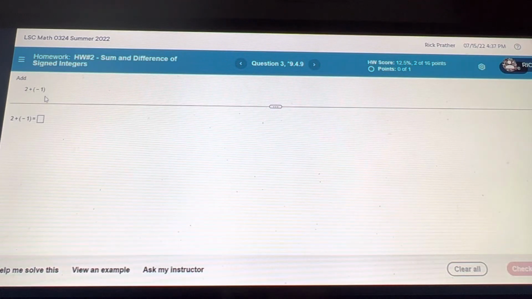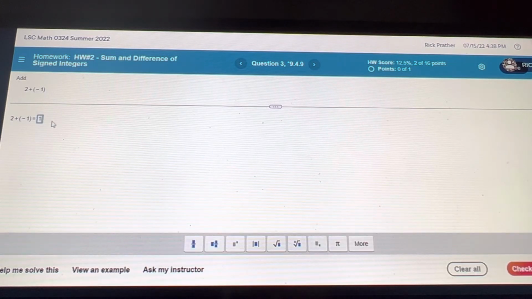2 plus negative 1. So I have 1 positive, 1 negative. That tells me I'm going to subtract them. 2 minus 1 is 1. And then the bigger one's positive, so I get a positive 1 for an answer.